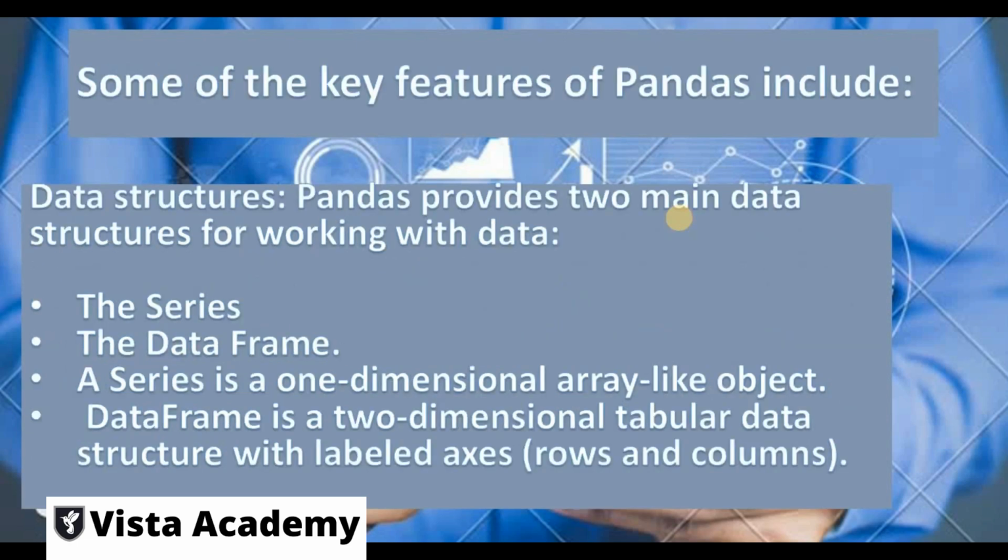Some of the features of pandas include two main data structures for working with data. The first one is the Series and the second one is the DataFrame. Series are basically one-dimensional array-like objects. A DataFrame is a two-dimensional object in a tabular data structure which has axes, rows and columns. So our data is divided into rows and columns in a DataFrame, and in a Series we have a one-dimensional array.